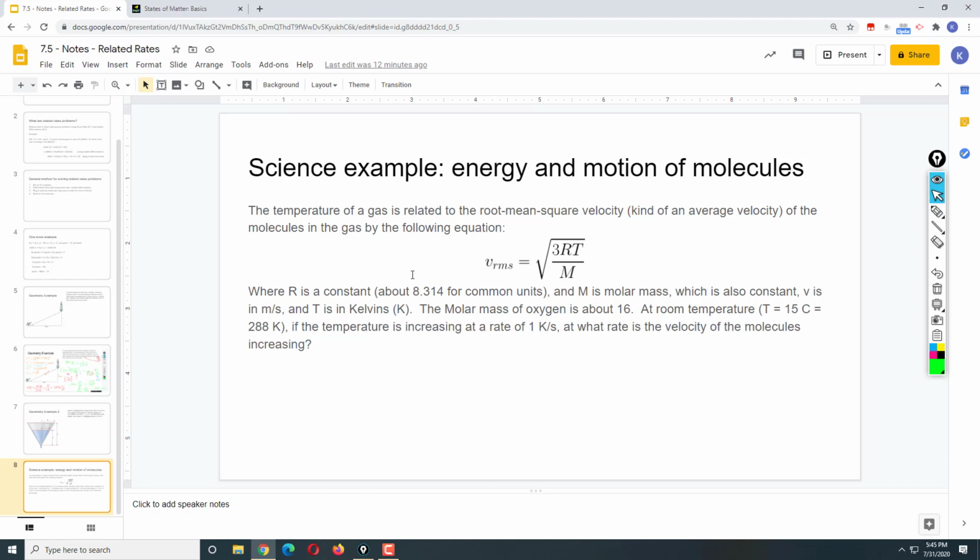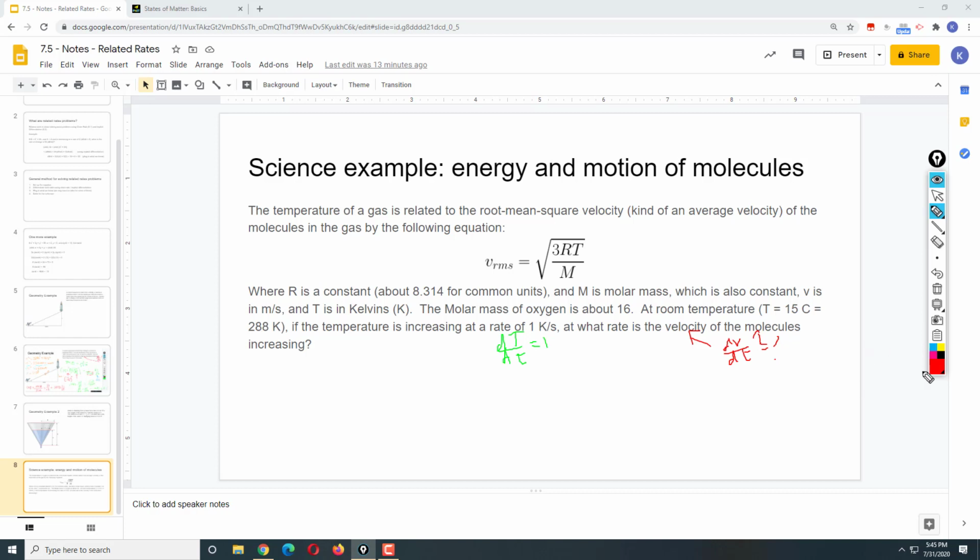At room temperature, which is 15 degrees Celsius or 288 degrees Kelvin, we're going to need to use the kelvins for this problem. If the temperature is increasing at a rate of 1 Kelvin per second, so in other words, dT over dt is 1, at what rate is the velocity of the molecules increasing? So we want to know dv over dt.